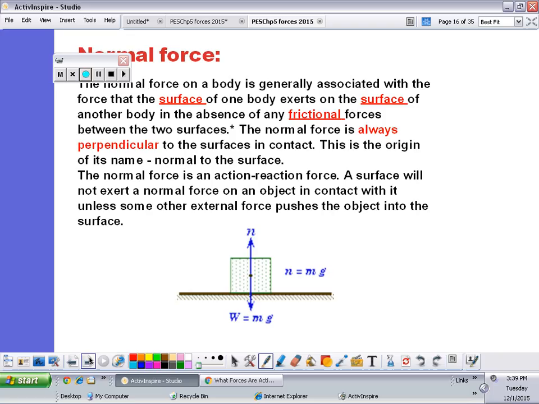When we look at this normal force, the normal force is always perpendicular to the surface in contact. So that means it is perpendicular to the surface. So here's the surface that this box is in contact to. So our normal force is perpendicular to that.